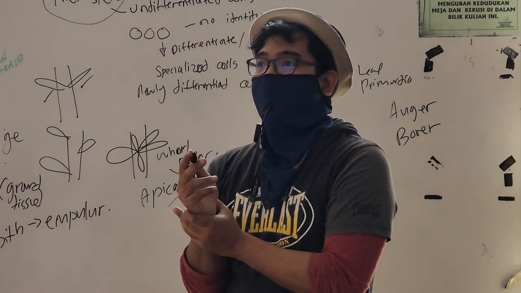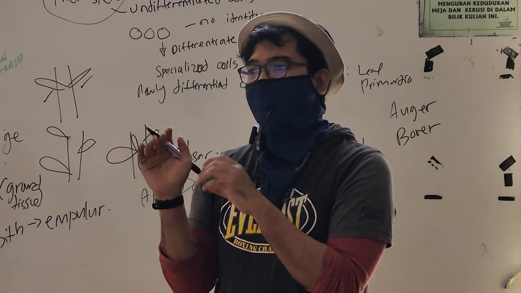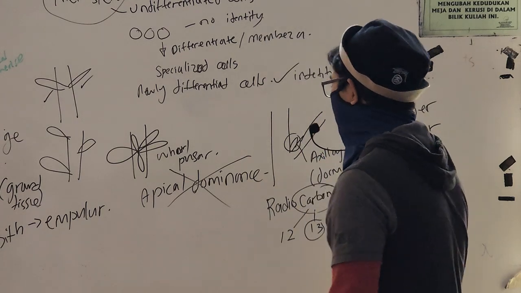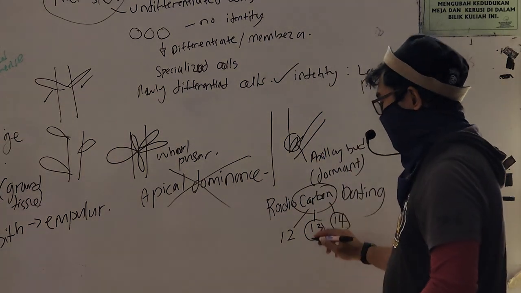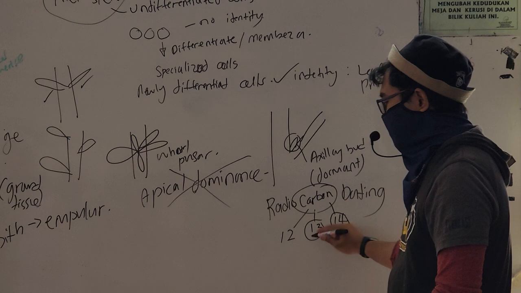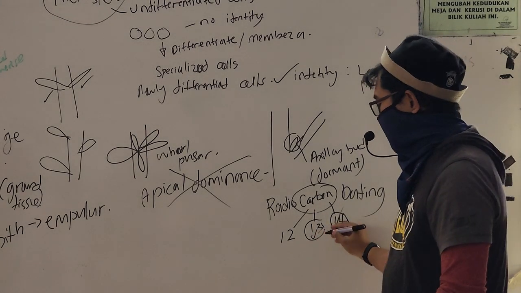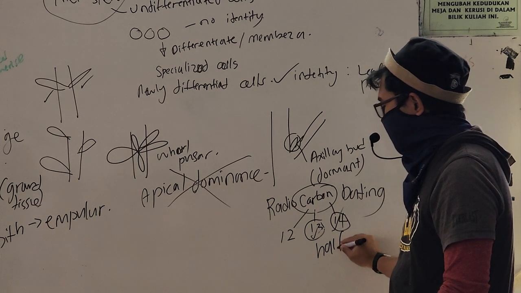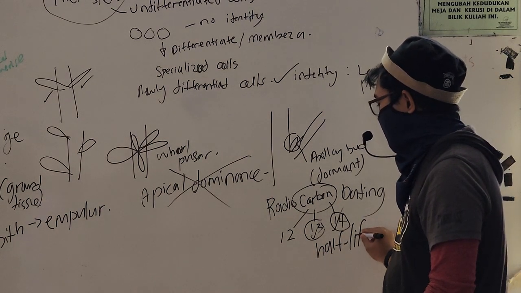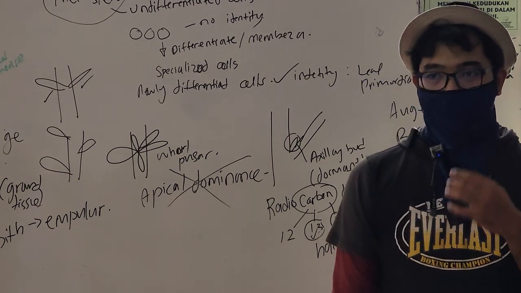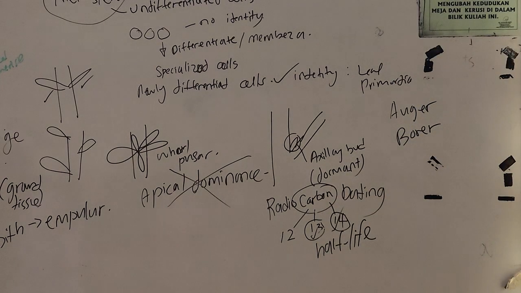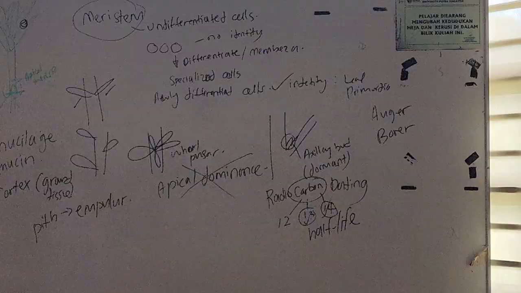Because trees that are relatively new, they still have lots of this. Over time, this is going to deplete. It's got a half-life. Maybe there is a Malay word for it, but I do not know. Did you learn chemistry?